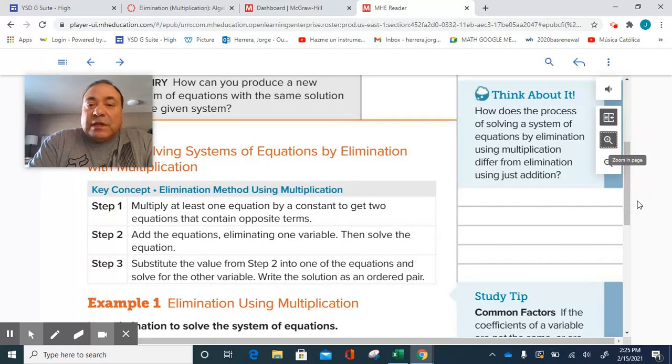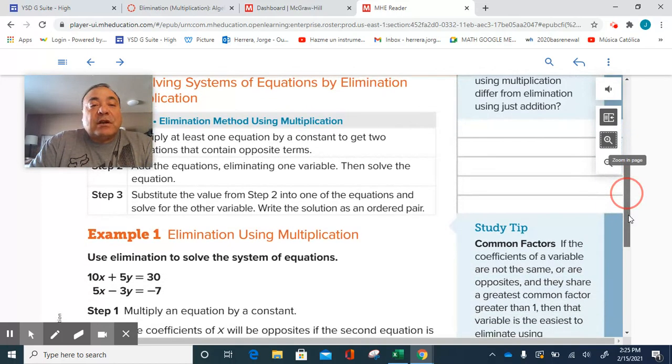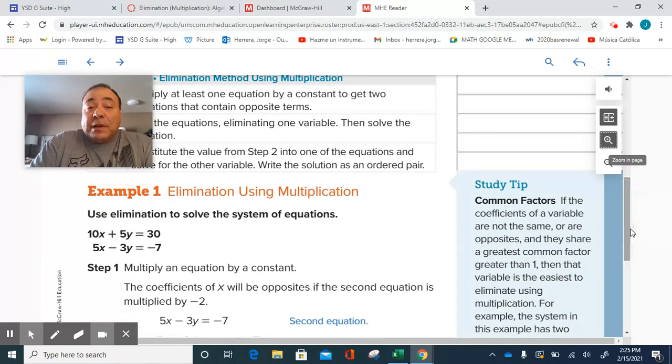You will multiply at least one equation by a constant, meaning by a number. Once you multiply that, you will add them together to cancel one of the variables. Then, of course, you solve for one of the variables, and then you substitute like we learned how to do in 7.1 and 7.2. So let's start by doing example 1.